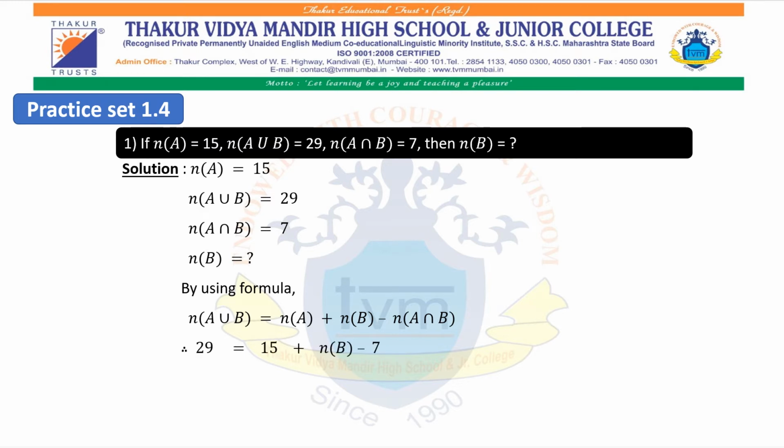After substituting, we get 29 = 15 + n(B) - 7. After solving, we get 29 - 15 = n(B) - 7. Further, it will be written as 14 + 7 = n(B). Therefore, n(B) = 21. So this is our final answer: n(B) = 21.